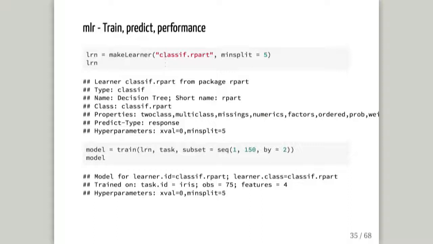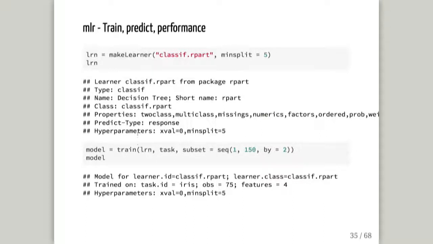Second component you always need to construct is a learning algorithm. So you call make learner. It's all pretty usual OO way. You call a constructor. Here you choose a certain algorithm, in this instance rpart, which is just a CART tree, a CART decision tree. You can set hyperparameters, which will also be stored in the object.